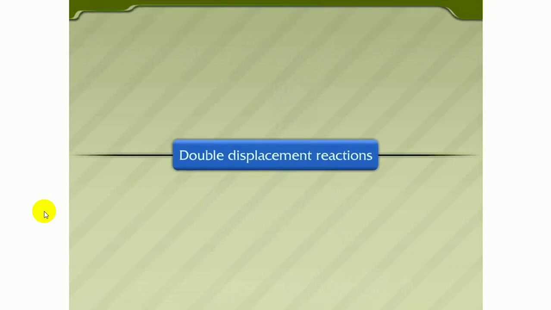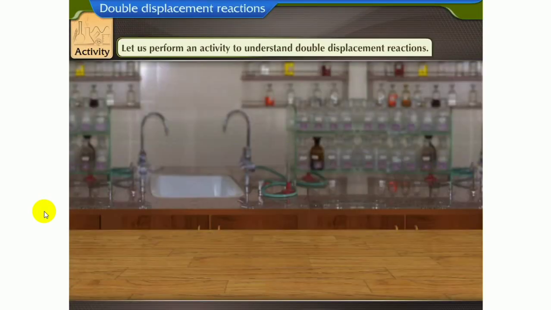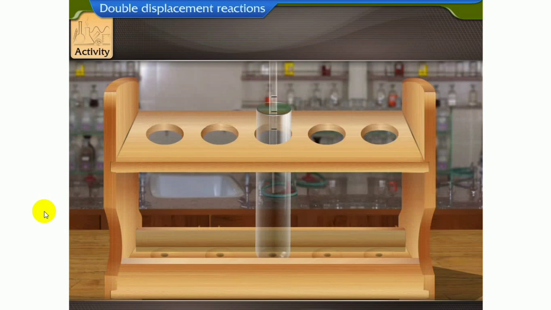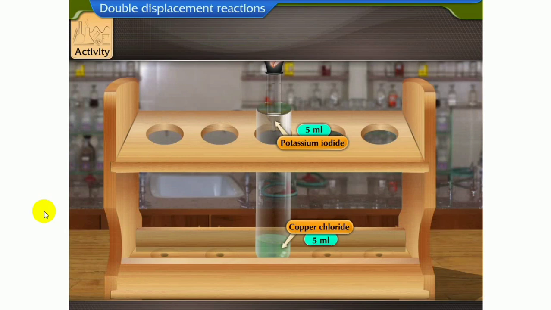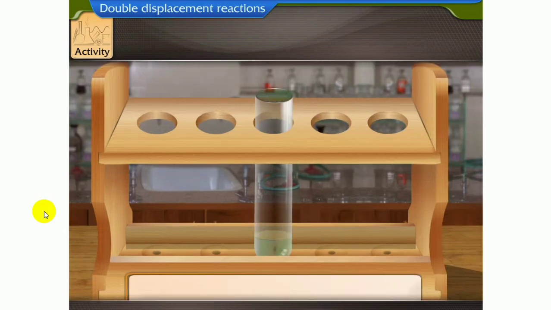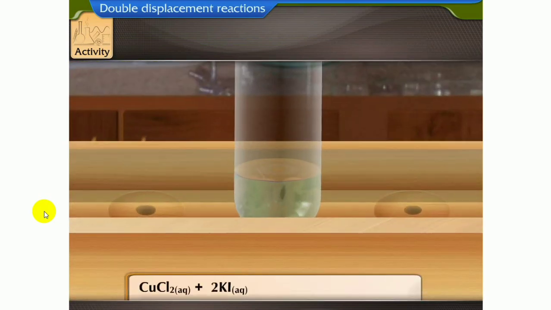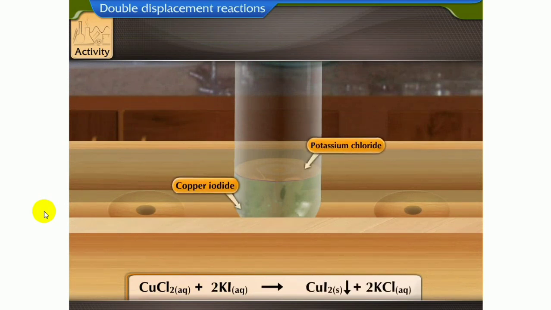Double displacement reactions. Activity. Let us perform an activity to understand double displacement reactions. Take about 5 ml of copper chloride in a test tube. Add 5 ml of potassium iodide solution to it. Copper chloride reacts with potassium iodide to form insoluble copper iodide and potassium chloride. What do you observe? There is a brown insoluble substance formed.